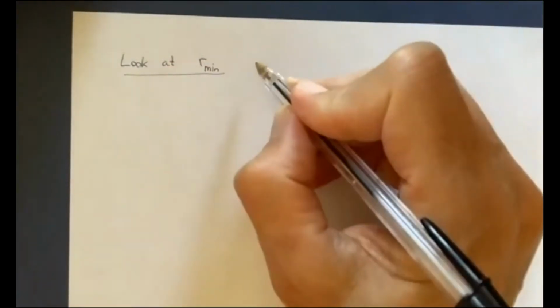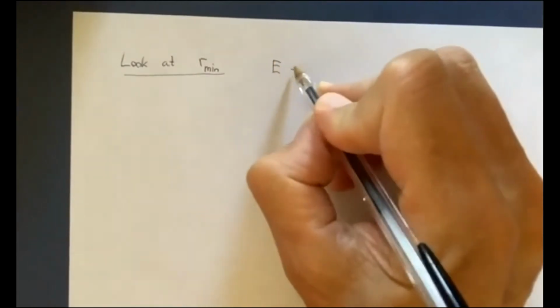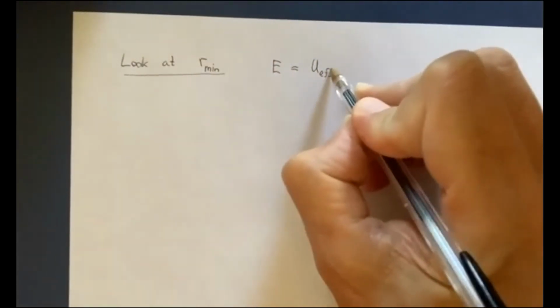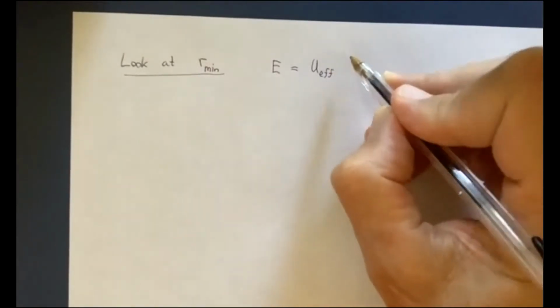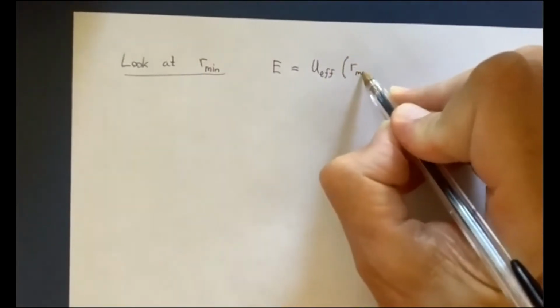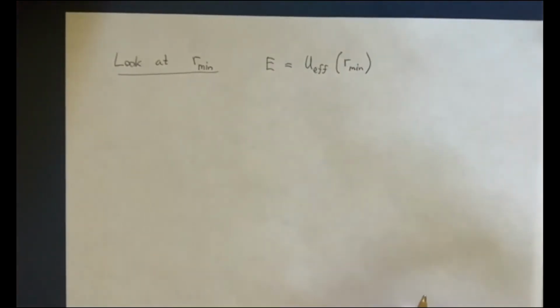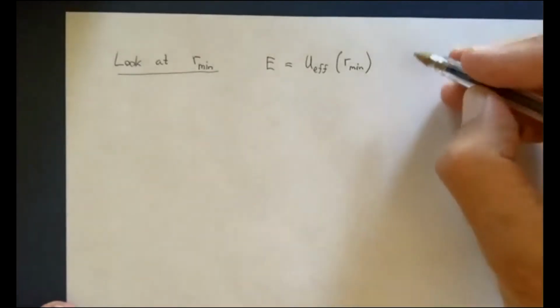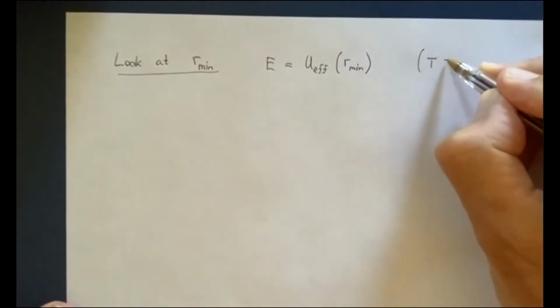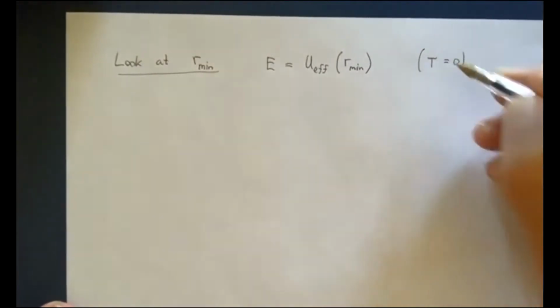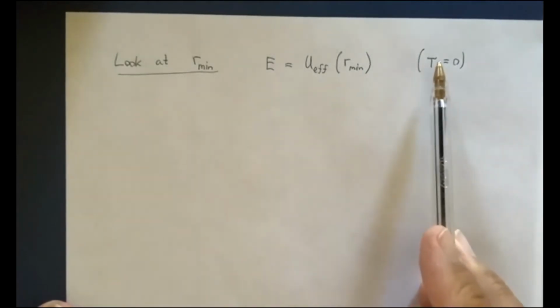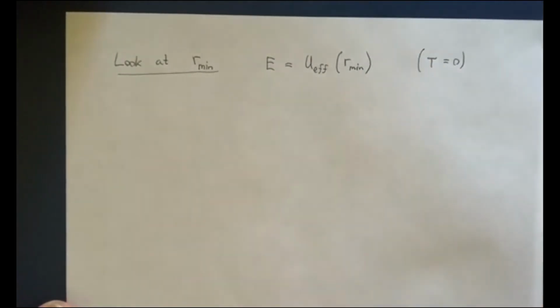So for example, at R min, the same would be true for R max, but it's useful just to select one of them. This is saying the kinetic energy, and remember our notation, that's a capital T, the kinetic energy. At the turning point, the kinetic energy is 0. Here, this is for the 1 degree of freedom problem.